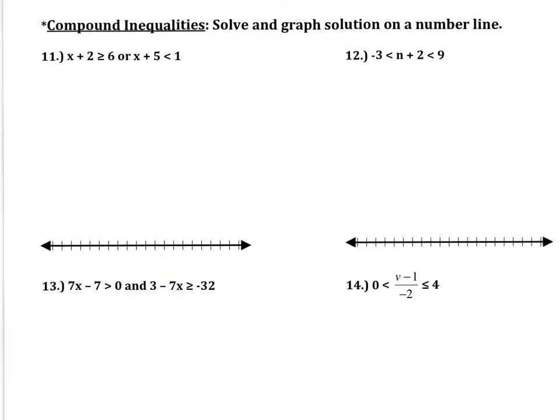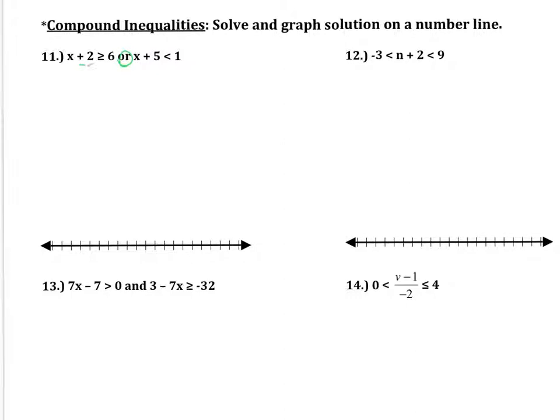So looking at compound inequalities, we are going to take a look at number 11, and we are going to solve for x. And this is an OR inequality, so remember that means we're going to have 2 points going in opposite directions. So if you don't have that, you know you made a mistake.